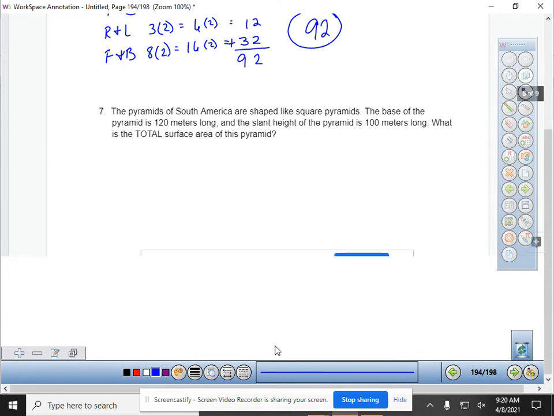Number 7. The pyramids of South America are shaped like square pyramids. The base of the pyramid is 120 meters long, and the slant height of the pyramid is 100 meters long. What is the total surface area of this pyramid? What does it mean by slant height? The height of what? The height of the triangle. You guys think you can do that one by yourself? Yes. Try to do it by yourself.